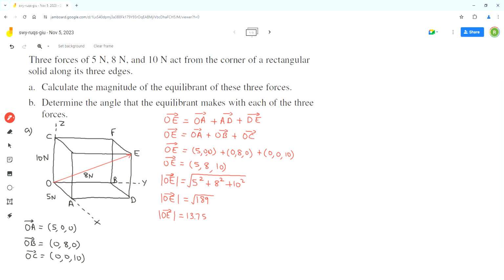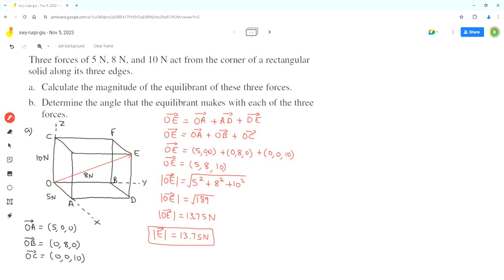And the unit is newtons. So this is the magnitude of the resultant of these three forces, and the equilibrant has the same magnitude as the resultant. Therefore, the magnitude of the equilibrant is 13.75 newtons. So if we use the equilibrant vector as E, the magnitude of the equilibrant is 13.75 newtons. So this should be the final answer for part A.